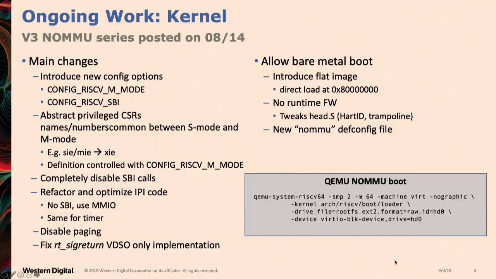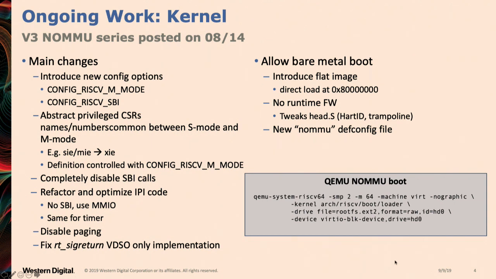So, it's actually V4, not V3. Ongoing work: Christoph posted the V4 of the NoMMU series about two weeks ago. The main changes there are that we now have a CONFIG_RISCV_M_MODE, which defines CONFIG_NOMMU. We also added a CONFIG_RISCV_SBI, which allows disabling SBI calls completely.